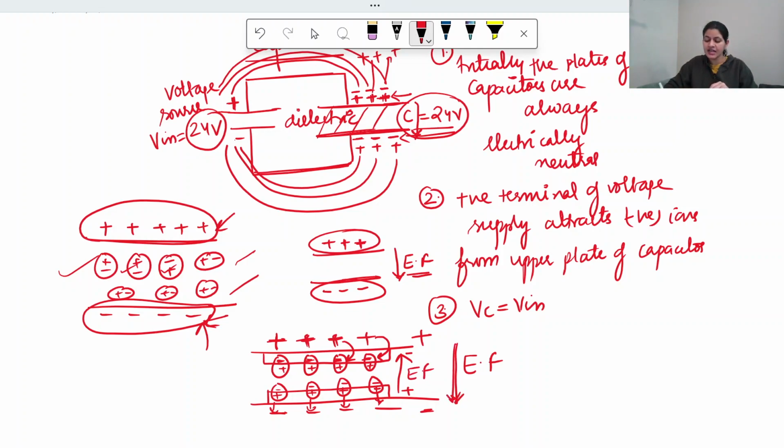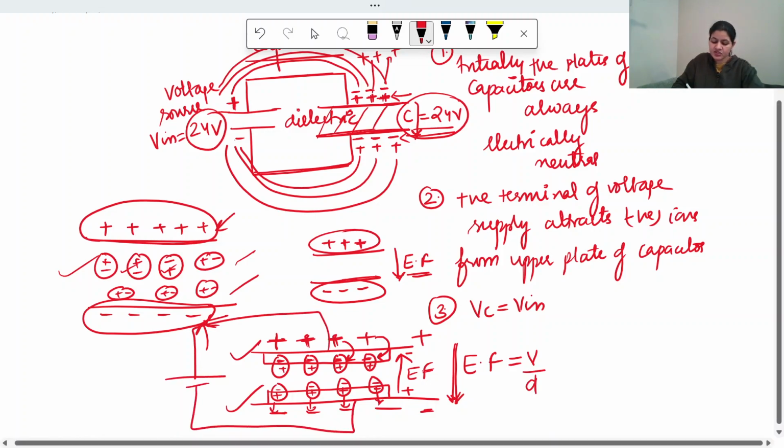So the external electric field is because of the polarities, or the accumulation of charges over the upper and lower plates. This is that direction and this is the lower direction. What is this electric field? The formula is E is equal to V by D, where V is the external voltage supply and D is the distance between them, right?